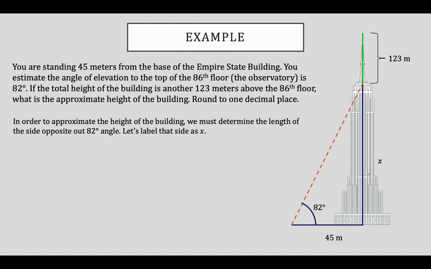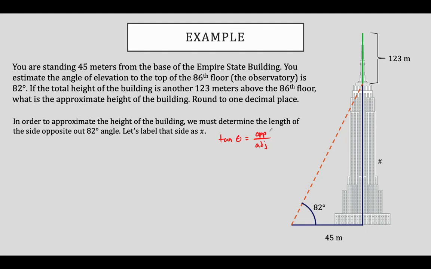So, with respect to our 82 degree angle, we are trying to find the opposite side of our right triangle, and we are given the adjacent side. Is there a trig function that relates opposite and adjacent sides of right triangles? Yes, that would be the tangent of theta. Tangent of theta is equal to opposite divided by adjacent.